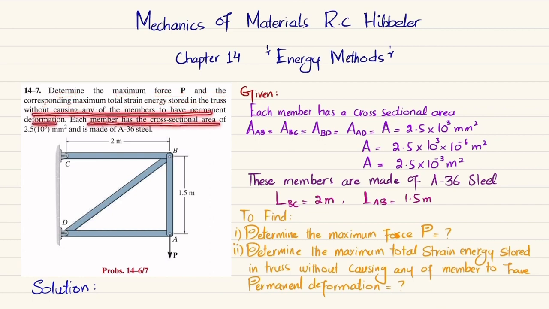Each member has a cross-sectional area of 2.5 times 10 to the power 3 square millimeter and is made of A36 steel. You can see this is the truss that is acted upon by load P. Each member has this cross-sectional area. I have written it over here in meters, it will be 2.5 times 10 to the power 3 square millimeter. And there is a load P applied on it. So you have to find the load P without causing any member to permanently deform, and you have to determine the maximum total strain energy stored in the truss without causing any member to be permanently deformed.